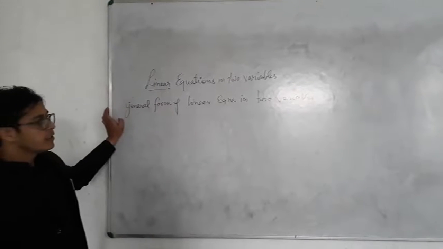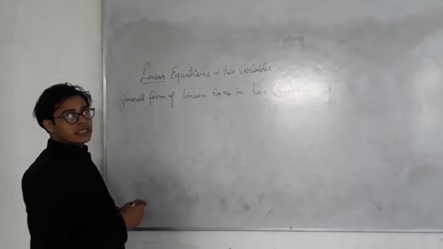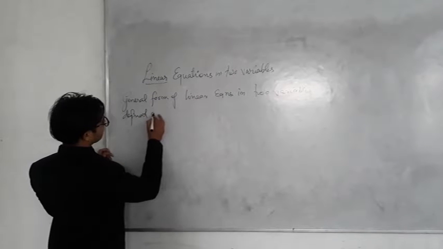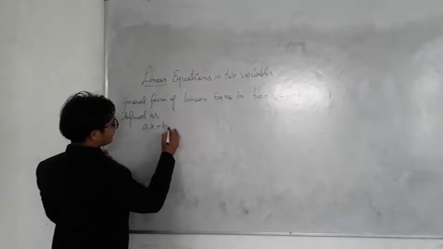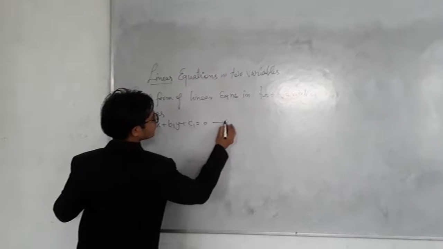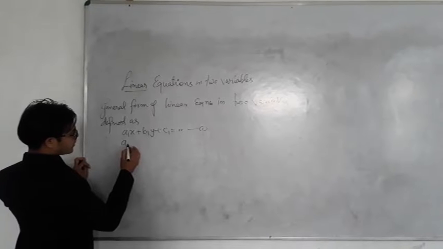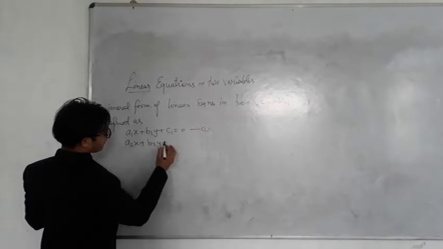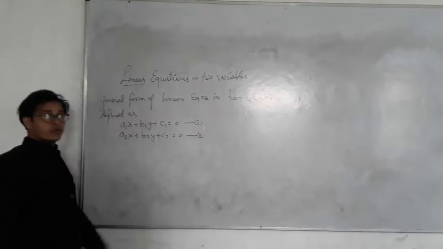So let me start. First of all, the general form of the linear equation in two variables is defined as a1x plus b1y plus c1 equal to 0. This is equation number 1. And now the second equation is a2x plus b2y plus c2 is equal to 0. This is equation number 2.